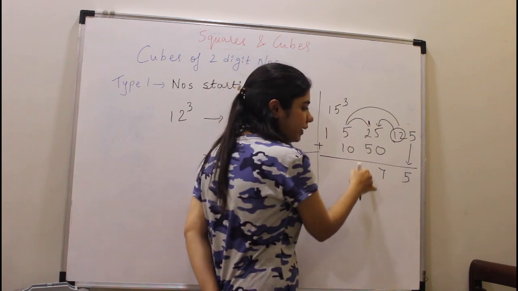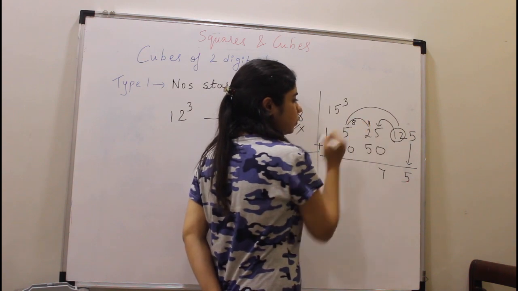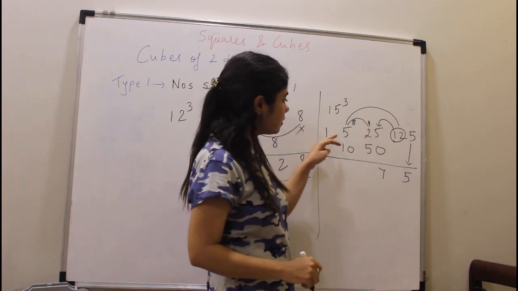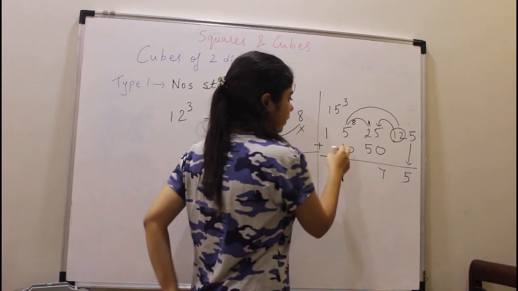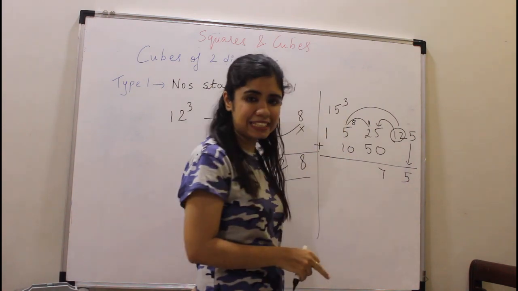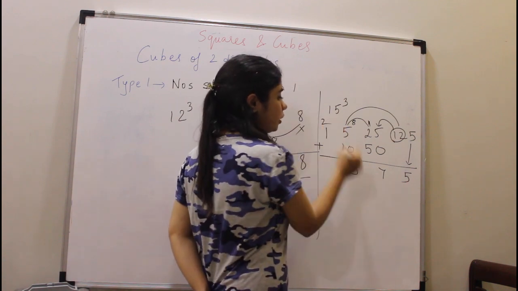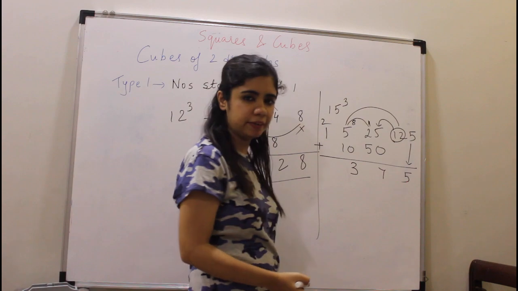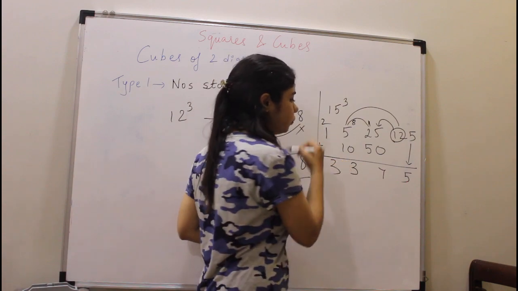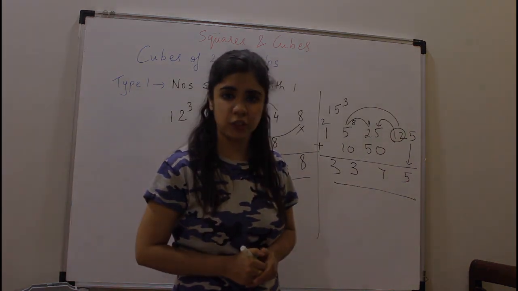Now you're not going to write 8 here, 8 नहीं आएगा. 8 will be carried here. You will carry 8. So this is 0, or rather you can write it as 10 plus 5, 15. 15 plus 8 is 23. 3 will be written, 2 will get carried. 2 plus 1 will become 3. So 3375 becomes your 15 cube.